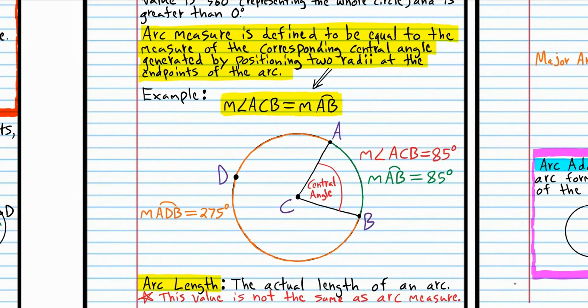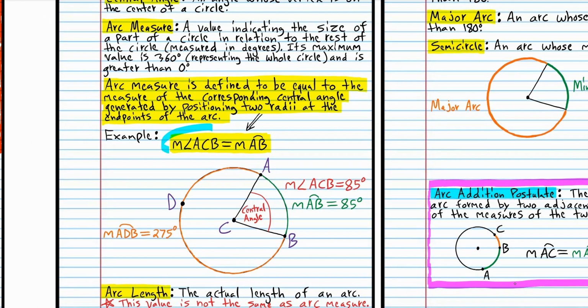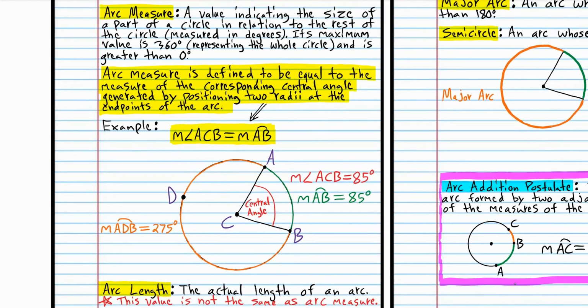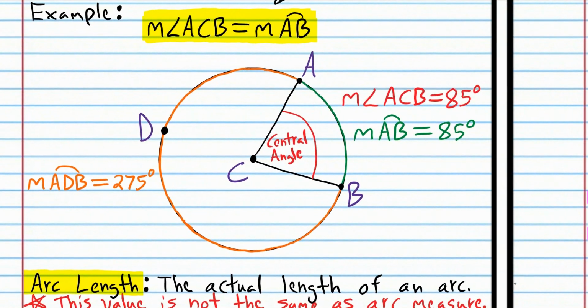It's important to understand that the central angle is equal to the corresponding arc measure. And that's just a definition. And I know that seems kind of weird. That's basically what this statement says here. But we're gonna see why it's defined that way as we go along in further classes. But as you can see, this arc measure here is 85 degrees, and the arc measure here is 275 degrees. The arc measure is defined to be 360 for the complete circle.